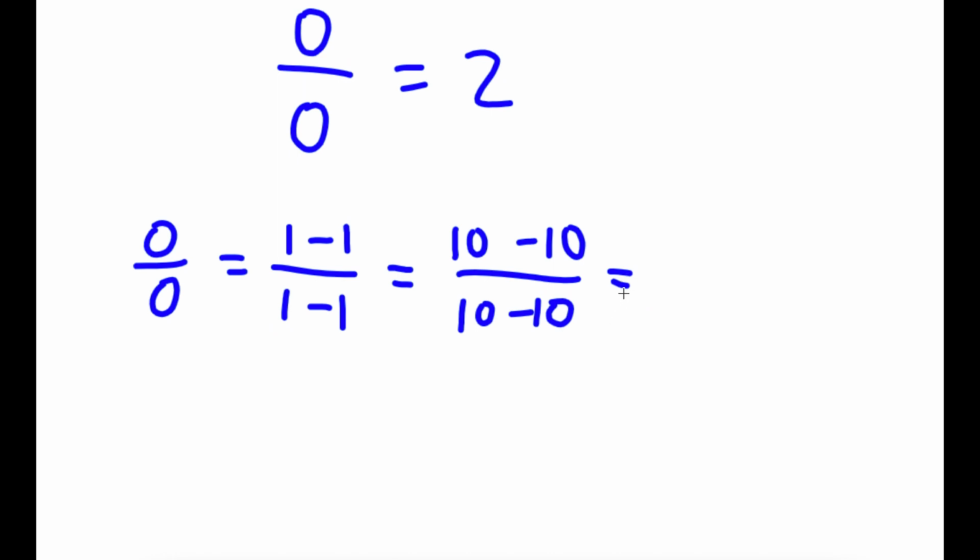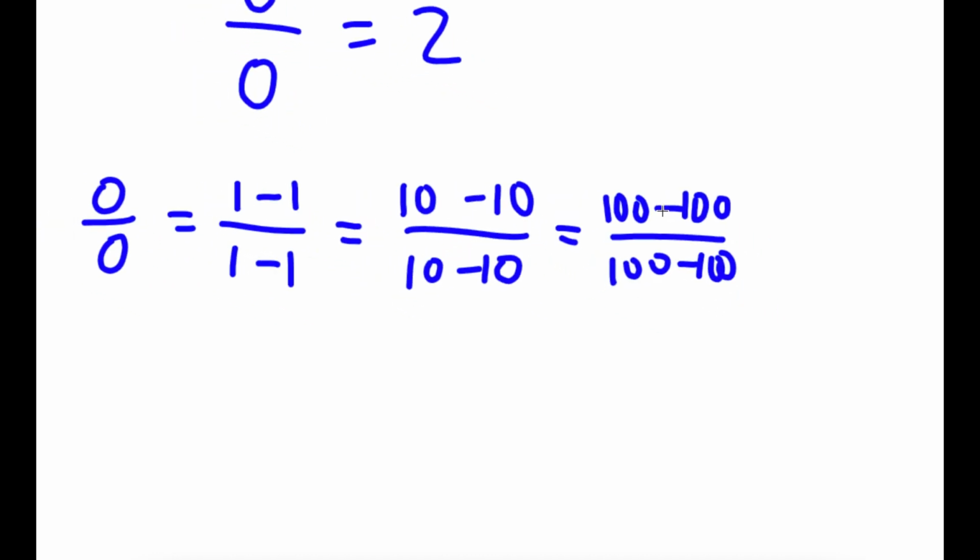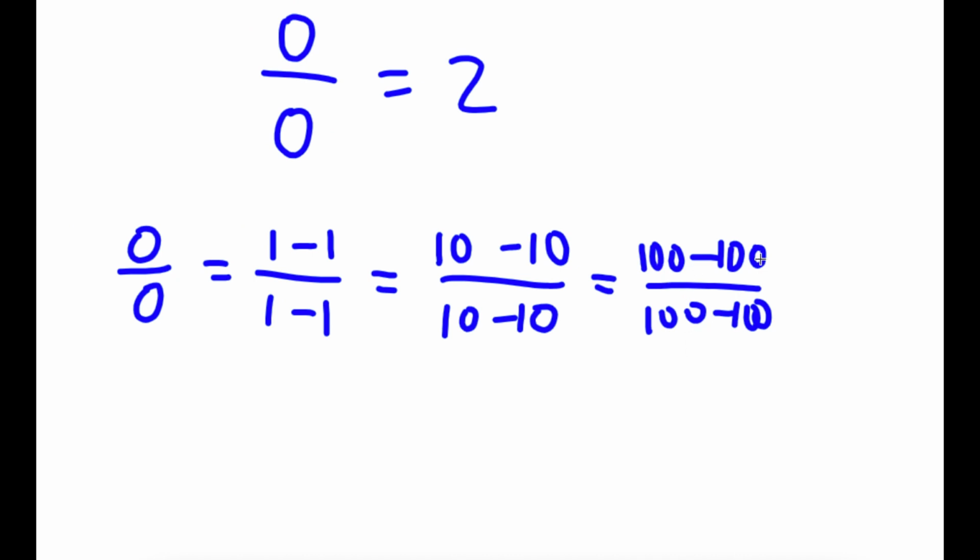Now 10 minus 10 over 10 minus 10, this is the same thing as 100 minus 100 over 100 minus 100. Again, 100 minus 100 is 0, so it's the same thing. Now I am actually going to simplify 100 minus 100 over 100 minus 100.